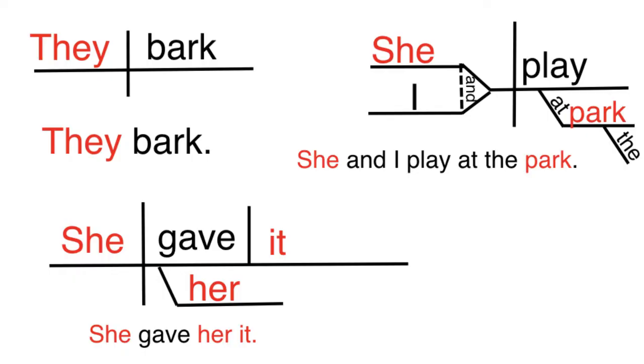Now there are tons of pronouns, different types that your teacher will teach you later. Since pronouns take the place of nouns, they are in the same places that nouns can be in diagramming. Let's use those same sentences from before, but now I use pronouns instead of nouns. Notice they are all on a horizontal line. So, they bark. She and I play at the park, and she gave her it.